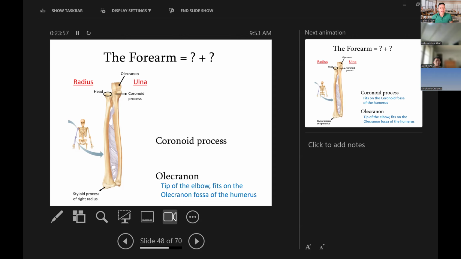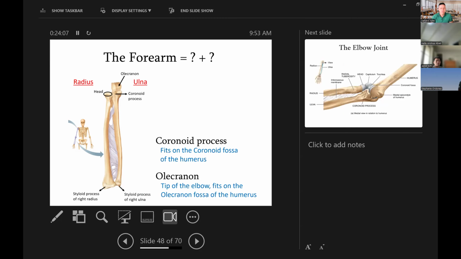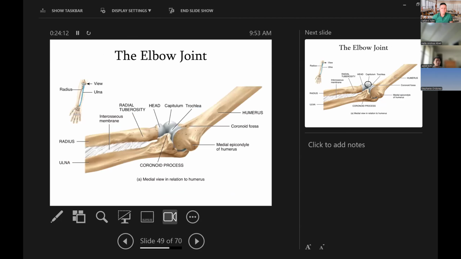Then we have the coronoid process of the ulna, which is another marking of the ulna. And in the distal end, we're going to find the styloid process of the ulna. Now, let's put all of these bones together and let's understand here how they articulate with one another. Let's take a look at our elbow joint. Everybody look up here, please.